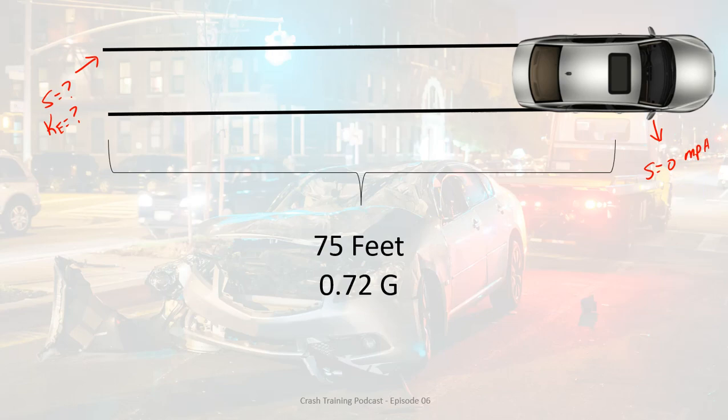Now, if you remember back in episode number 4, we looked at the minimum speed equation and energy as an apples to apples comparison for one surface. So if I want to work this as an energy problem, to calculate the kinetic energy that was used to slide these 75 feet on this 0.72 drag factor, I just say that kinetic energy is equal to the drag factor times the weight of the vehicle times the distance of the skid.